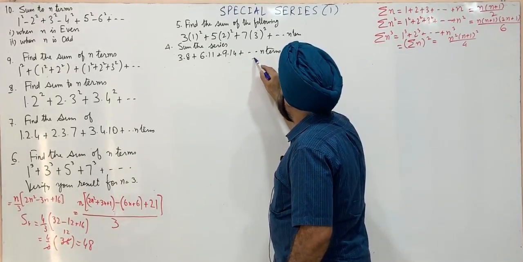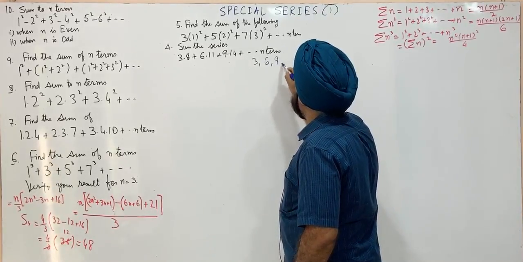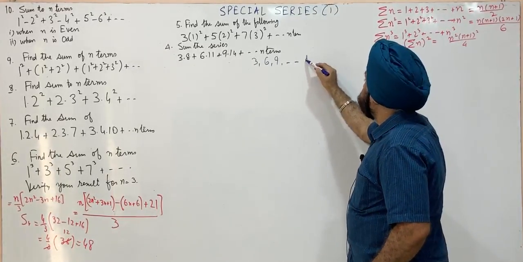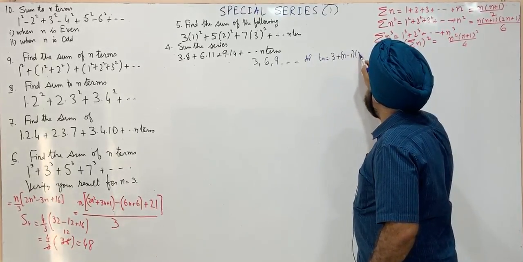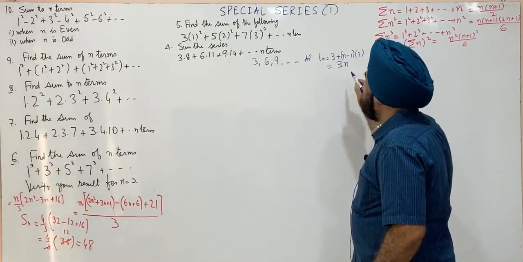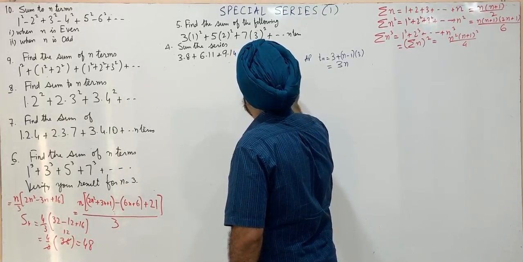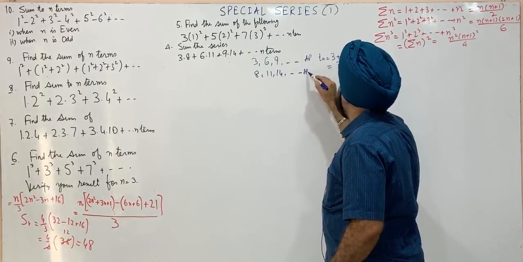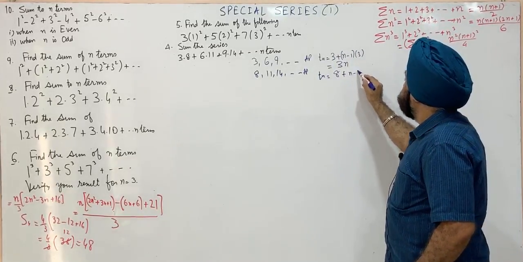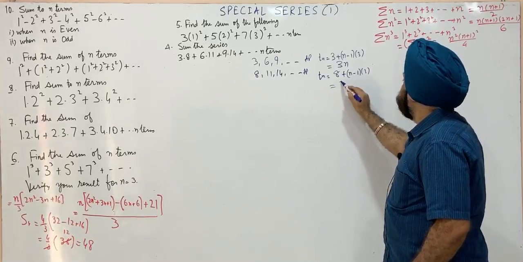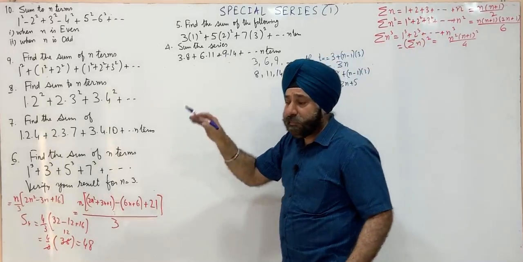So we write first of all the terms, the first terms, that is 3, 6, 9 and so on. This is an AP, and nth term, that is a plus n minus 1 into d, and that is equal to 3n. The second terms, these are 8, 11, 14. This is again an AP, and nth term is first term 8 plus n minus 1 into common difference of 3. That's 3n plus 5. So what is nth term of this series?